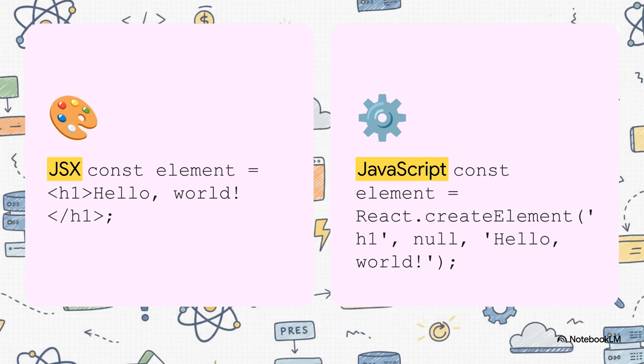And look, this right here shows you exactly why JSX is so cool. On the left, you've got JSX. It's clean, it's readable, you know exactly what it's supposed to be, a heading that says Hello World. On the right, that's what you'd have to write in plain JavaScript. It's a lot. JSX isn't just about saving a few keystrokes, it's a completely different and, frankly, much better way to think about what your UI should look like.